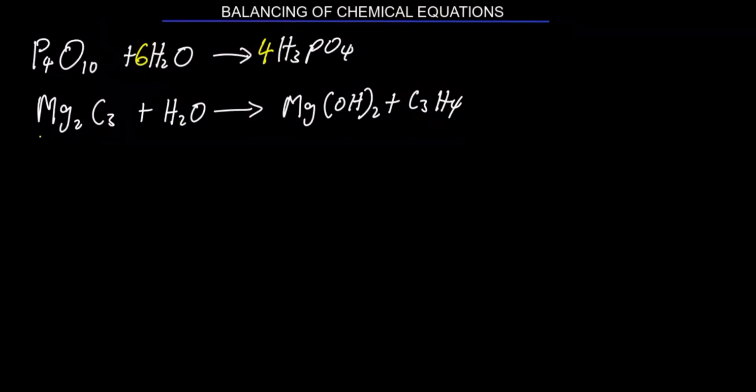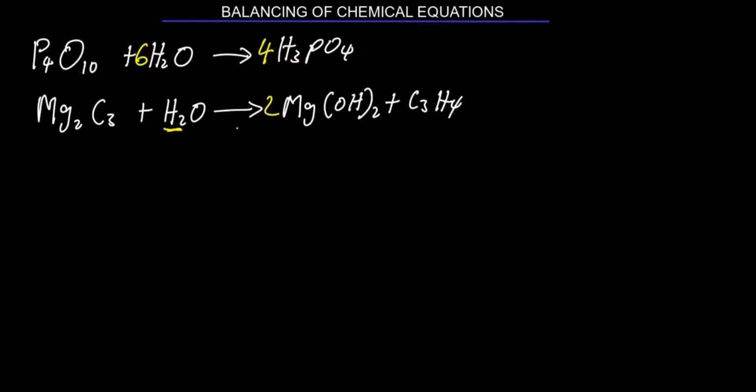Balance magnesium first, since it occurs once on both sides. I have 2 atoms of magnesium here, so I also put 2 here. Which other one occurs once on both sides? Carbon. Carbon here is 3, carbon here is 3. It is balanced already.